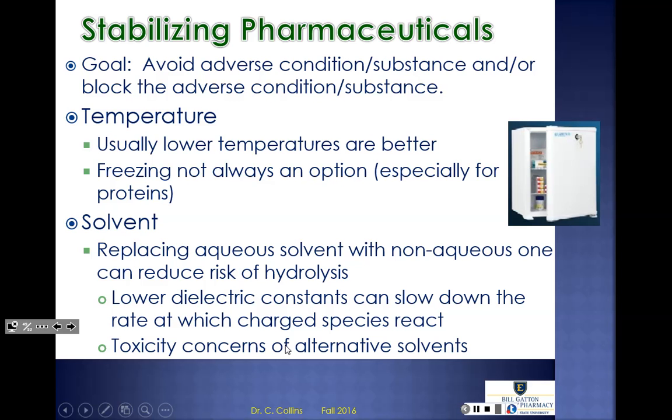Temperature. I can't think of a single instance where the directions for a pharmaceutical product said, please store this on the dashboard of your car in the middle of summer. Because that's where it's most stable.